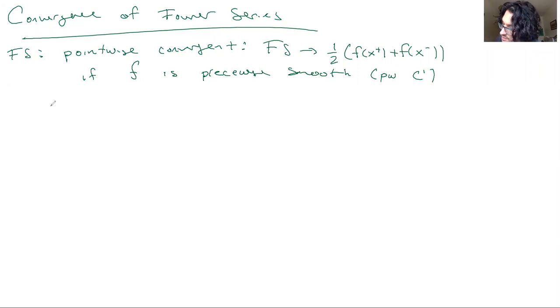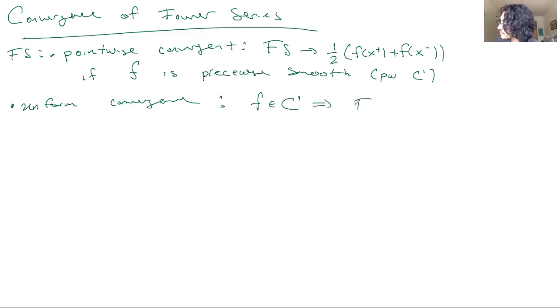We also talked about uniform convergence that will occur if f is C1, okay, then we'll have that the Fourier series is just going to converge to f of x. And I mean, you can essentially see that this follows from this result, because in this case, the left and right limits of f are just going to be, the average of them is just going to be f itself, okay?